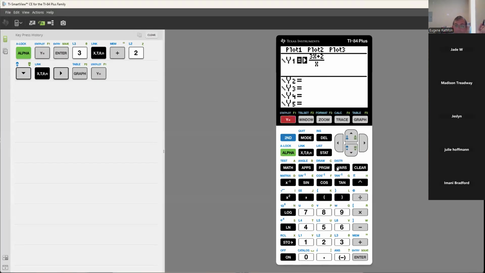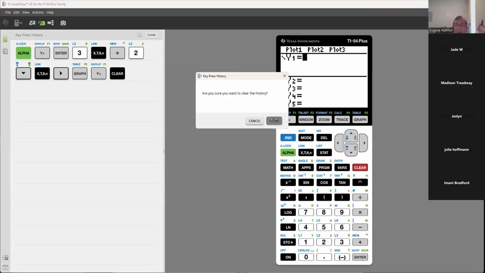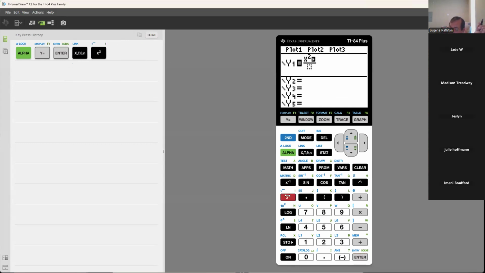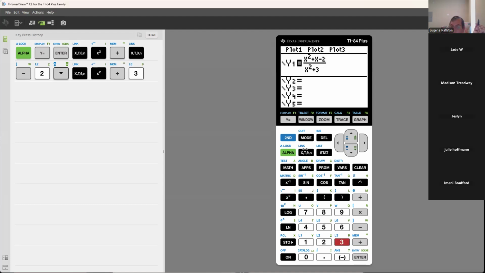I'm going to go to y equals and clear that out. Alpha y equals and enter to get my fraction. So we had an x squared plus x minus 2 on top. On bottom, I had an x squared plus 3x plus 2. Okay, so I just want to look at the graph real quick.